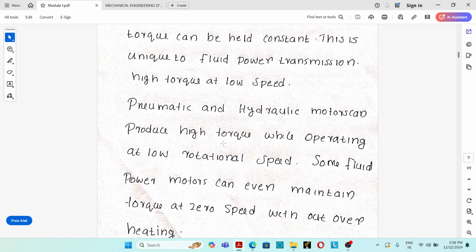So this is also the advantage of a fluid power system over mechanical or electrical transmission. Okay.